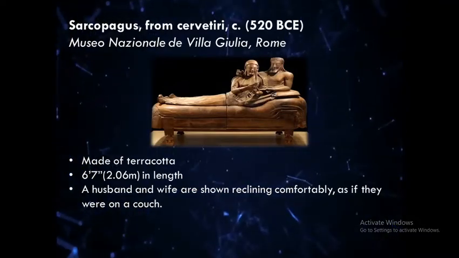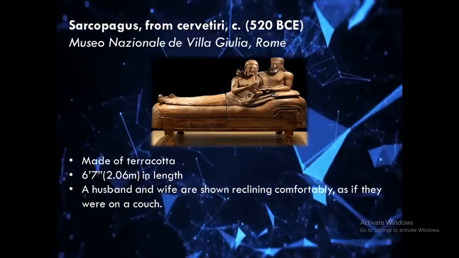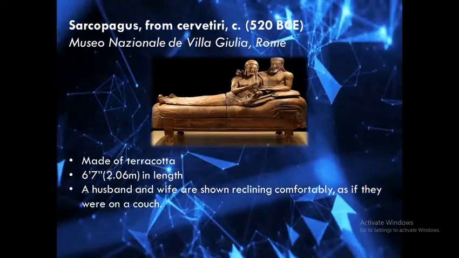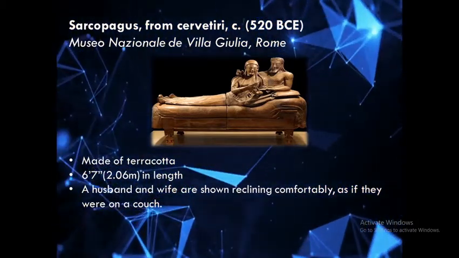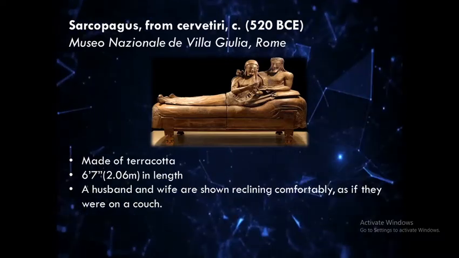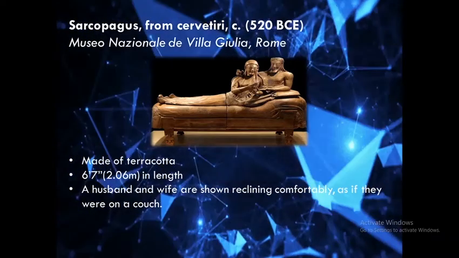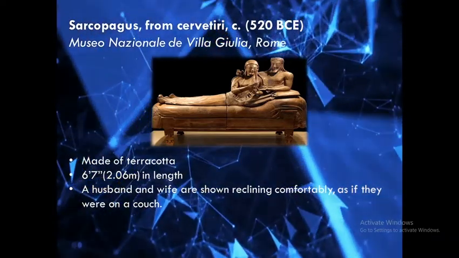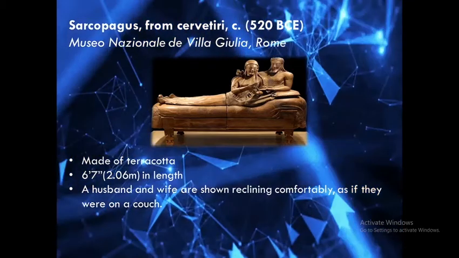Sarcophagus from Cerveteri, 520 BCE, Museo Nazionale di Villa Giulia, Rome. Made of terracotta, 2.6 meters in length. A husband and wife are shown reclining comfortably as if they were on a couch.